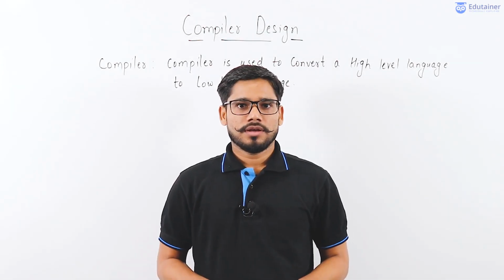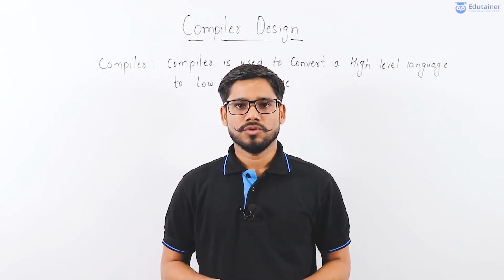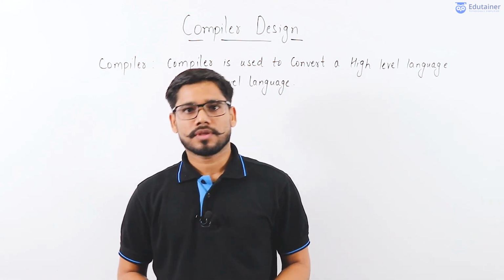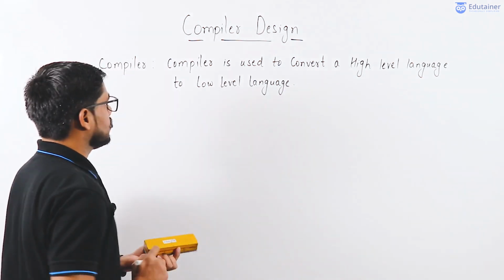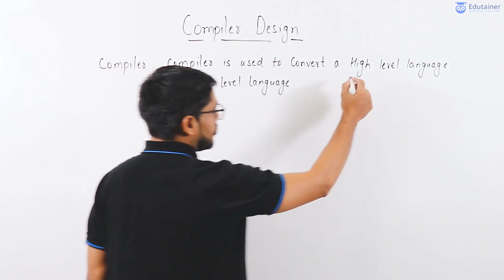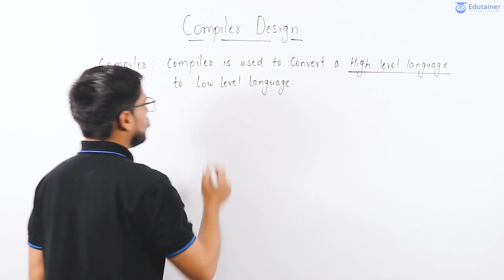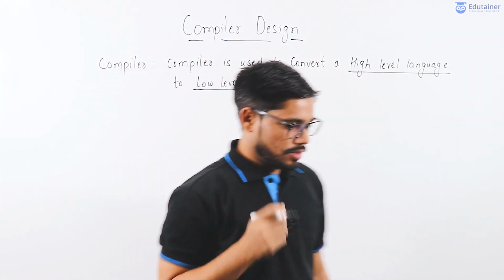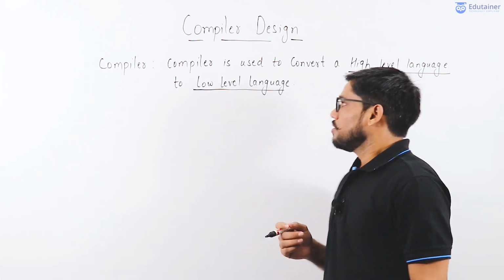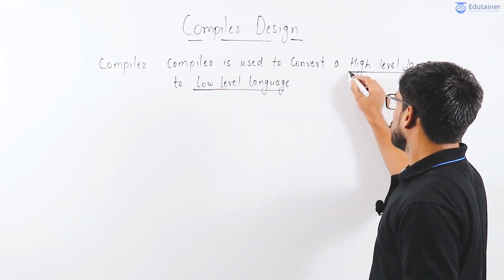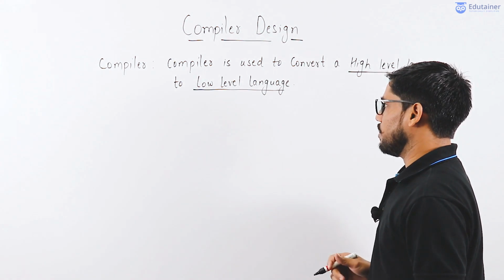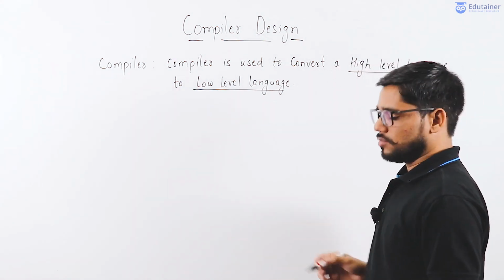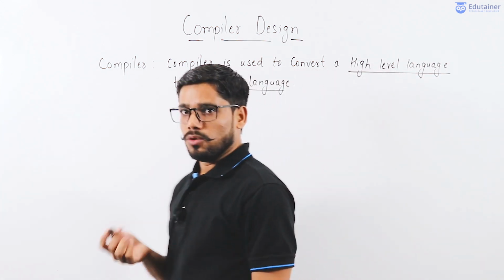Hello everyone. Now we shall start a new subject, compiler design. So what is a compiler? A compiler is used to convert a high level language into a low level language. So my question is, if you want to convert a high level language into a low level language using a compiler, why don't you write the program in low level language itself?